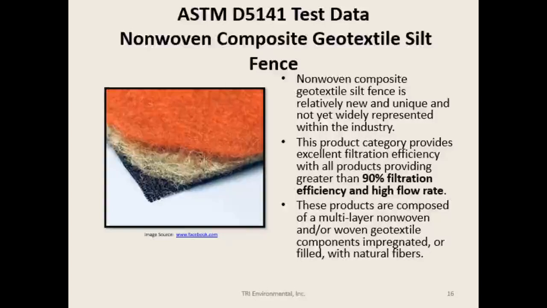Non-woven composite geotextile silt fence. Aside from the 2 noticeable outliers in the graph, this product category provides excellent filtration efficiency, with all products providing greater than 90%, and a high flow rate. Non-woven composite geotextiles are typically composed of a multi-layer non-woven geotextile component filled with natural fibers.